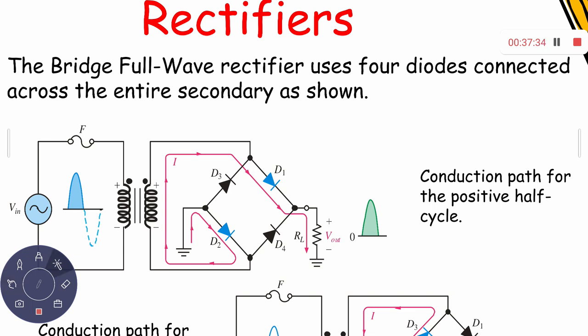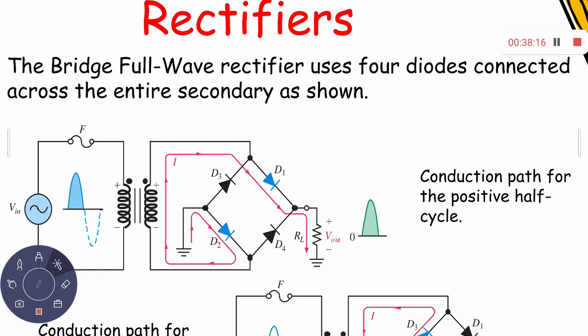Now what is the working principle of this particular circuit? During the positive half cycle, obviously this point is kept at a higher potential as compared to this point. Initially this is at the ground potential, and this is at a higher potential during the positive half cycle. Now out of these two diodes, D1 and D3, which one will be conducting? D1. Why D1? Because the cathode is at zero, anode is at a higher potential. So the current will flow through D1.